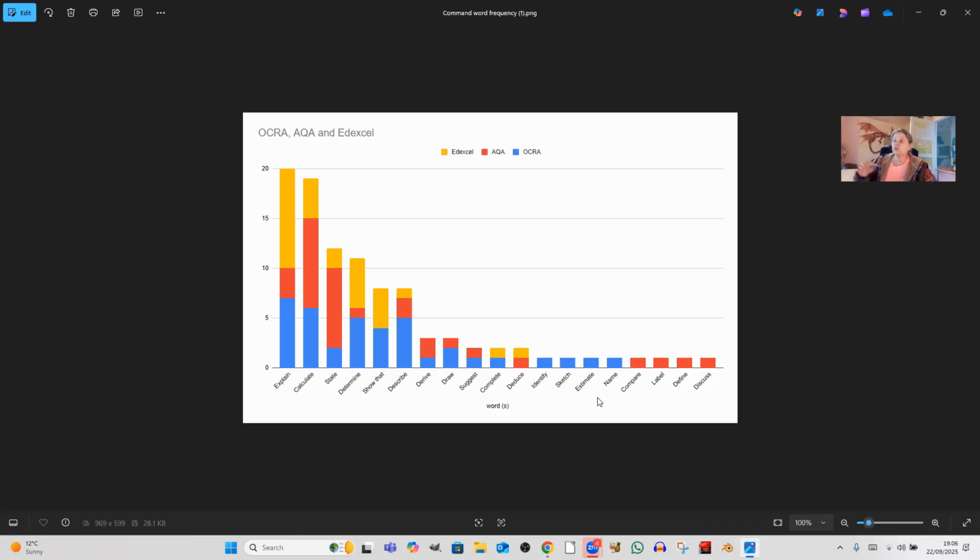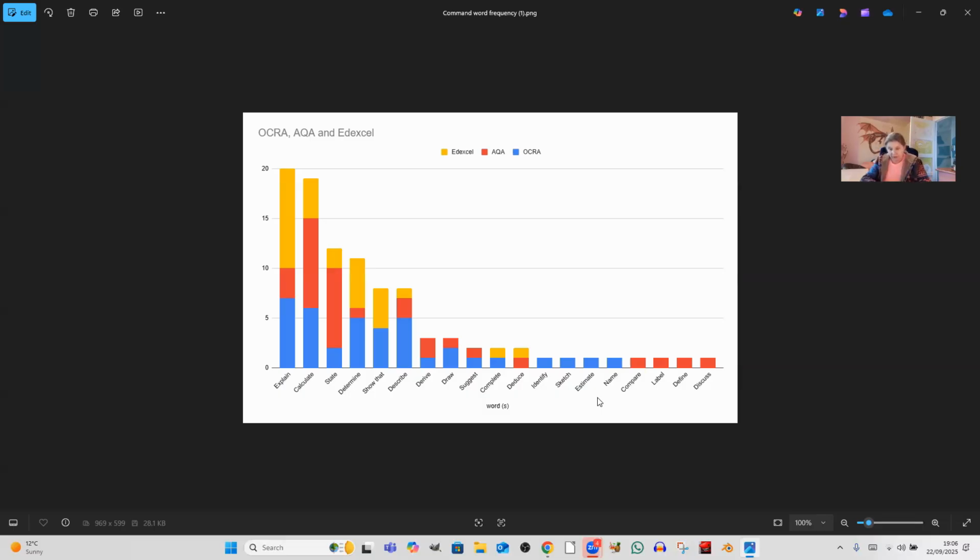I haven't even weighted them. State is nearly always just 1 mark, whereas explain is nearly always at least 2 and probably 3 marks. Calculate is often 2, sometimes 1, and sometimes as many as 5 marks. There were a significant number of 5-mark calculation questions in this year's full A-level exams. Not seen that before this year, so that's quite interesting.